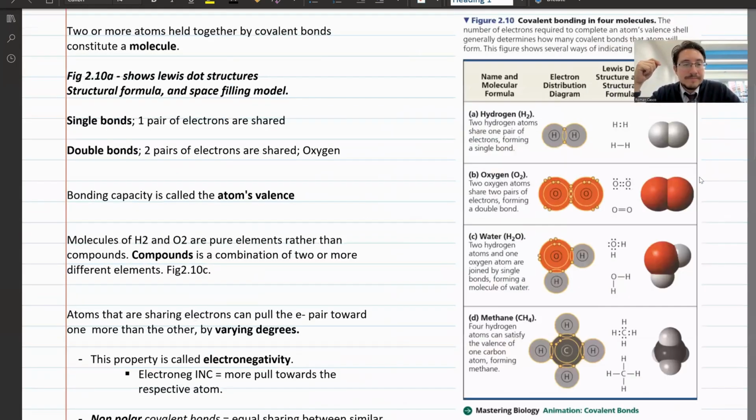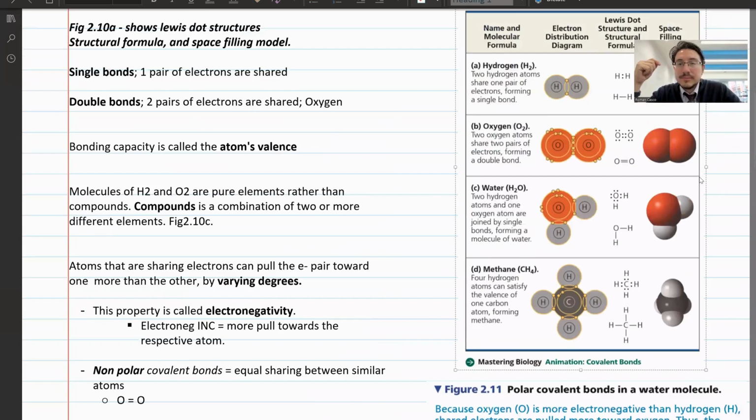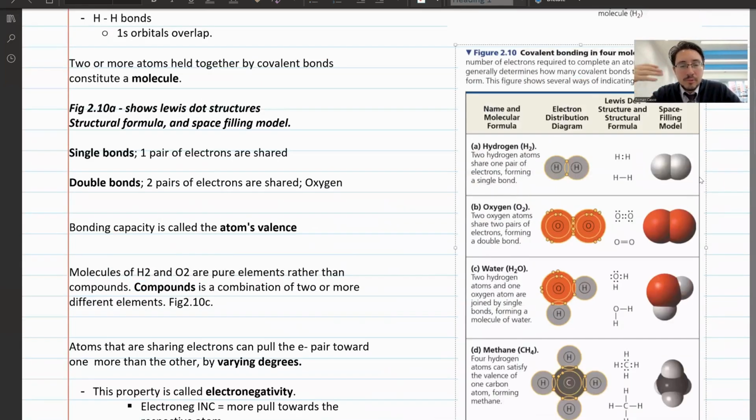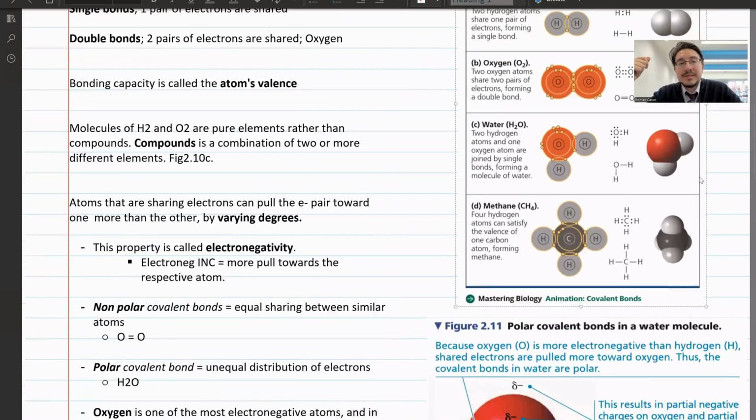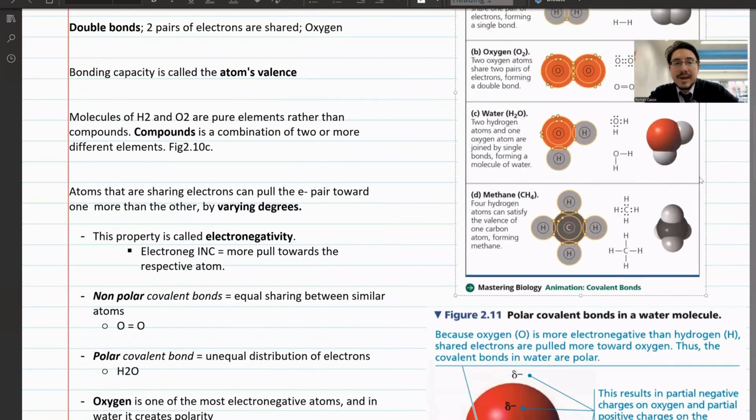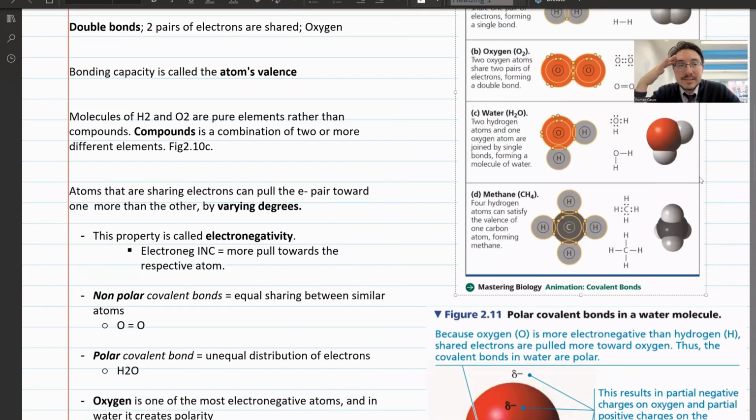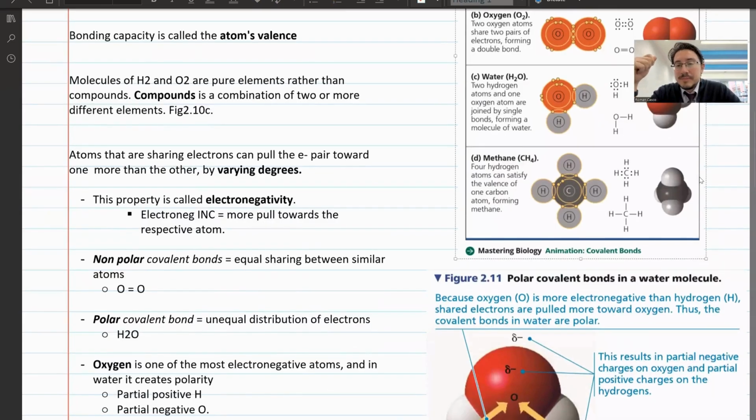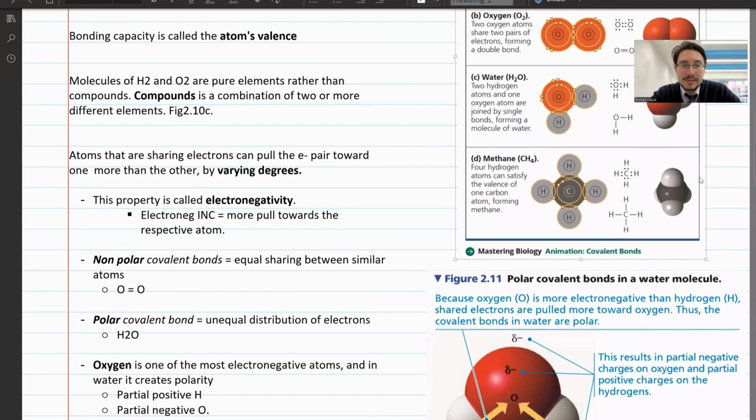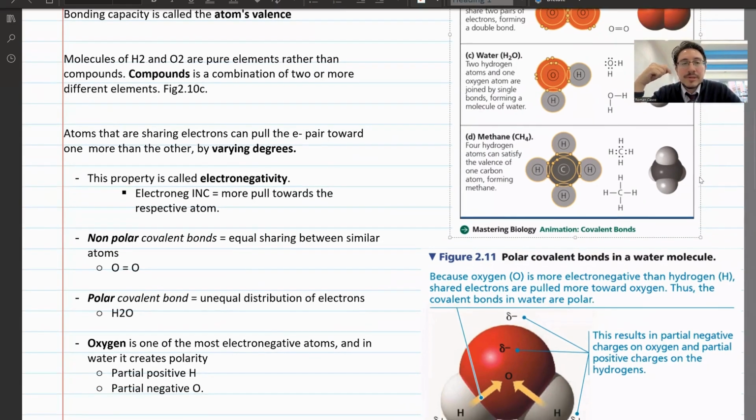Let me just zoom out again. All right. A term related to this, the bonding capacity that an atom has, is referred to as the atom's valence. Some molecules are diatomic molecules like hydrogen, H2, and O2. They're referred to as pure elements rather than compounds. A compound is usually a combination of two or more different elements. So make sure you note that.